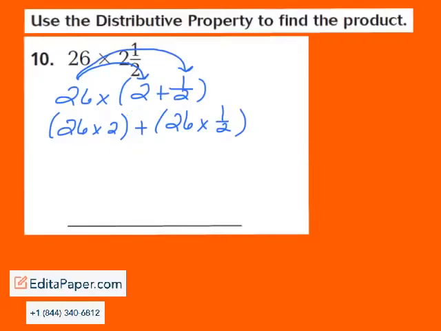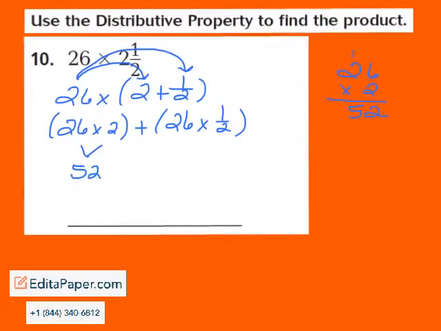Well, what I know is this. When I multiply 26 times 2, when I find the product, it's going to take us to an answer of 52. And if you're not sure about that, you can always come out to the side. 26 times 2, I know that 2 times 6 is 12. Regroup the 1. 2 times 2 is 4, plus 1 is 5. So once again, 26 times 2 is going to give us 52.